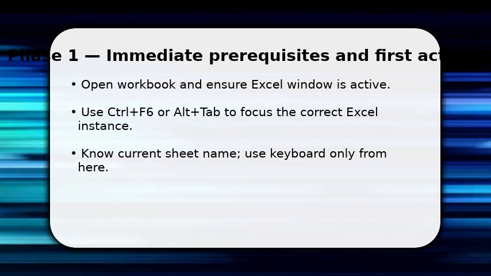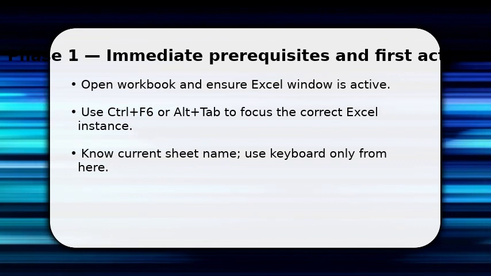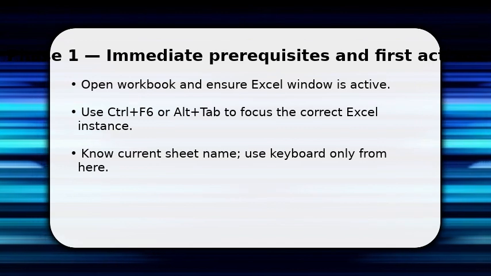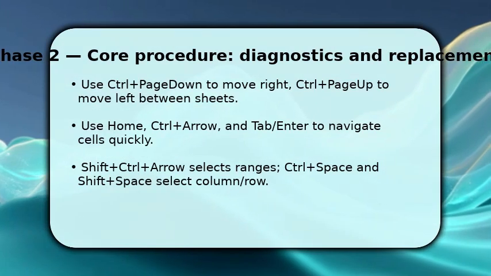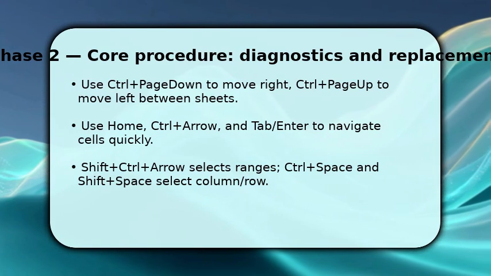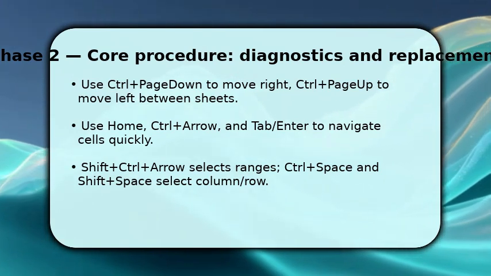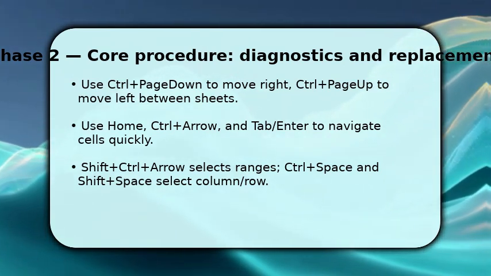Now, keep your hands on the keyboard. This prevents mouse slips and lets you move to the next step immediately, using only keystrokes to change sheets and navigate cells. You switch sheets with Ctrl plus Page Down to go right and Ctrl plus Page Up to go left, simple and reliable across Excel versions.